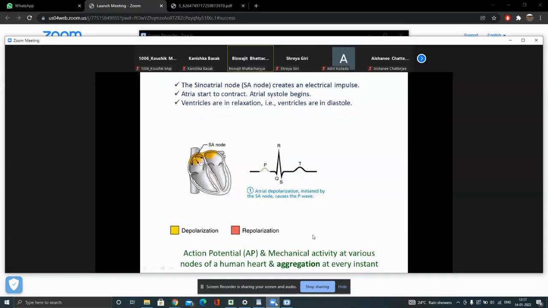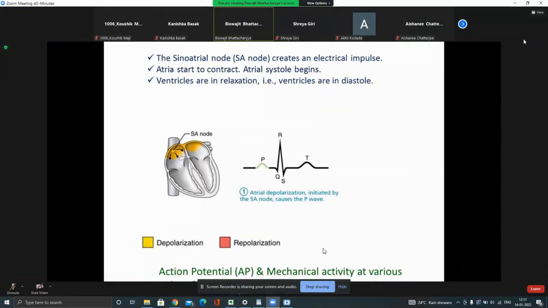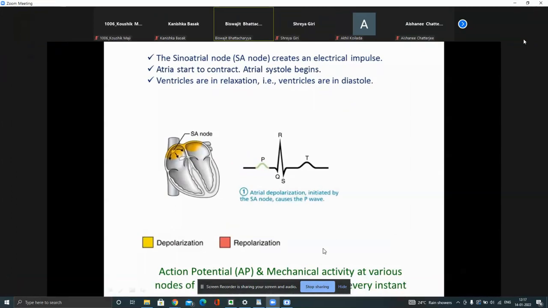The heart activity and the ECG waveform, their correlation, all such things.